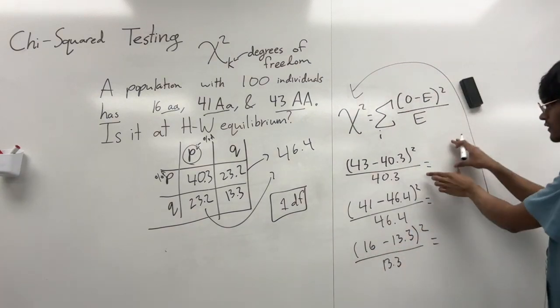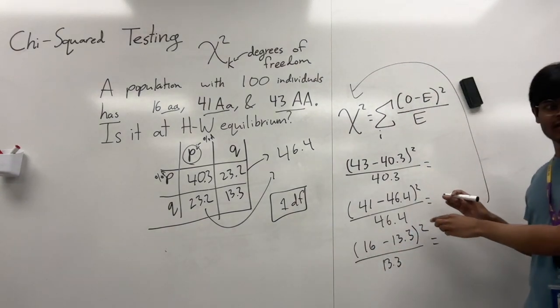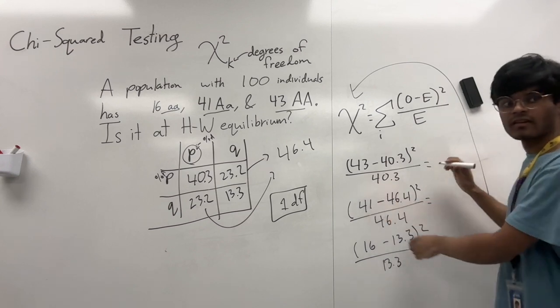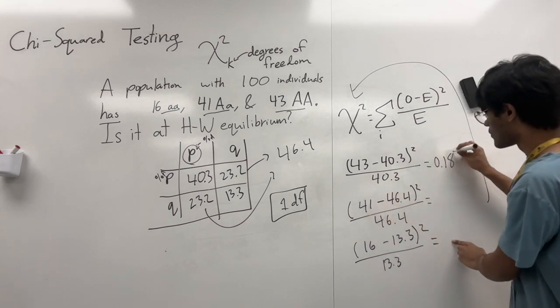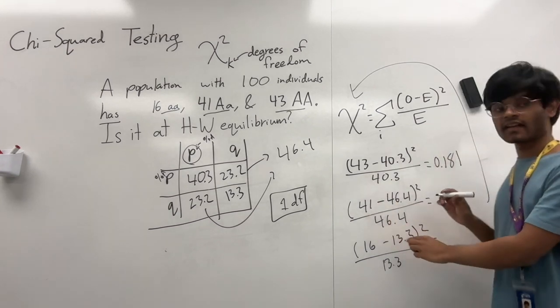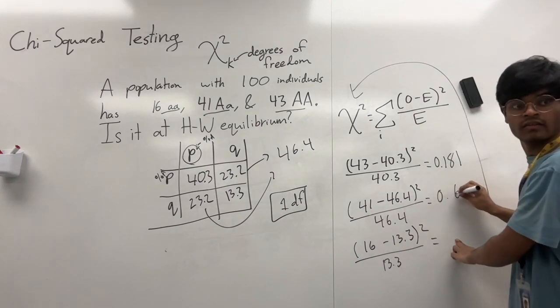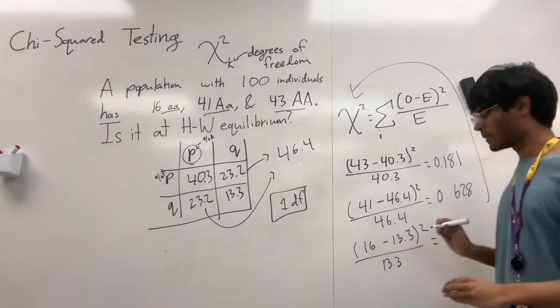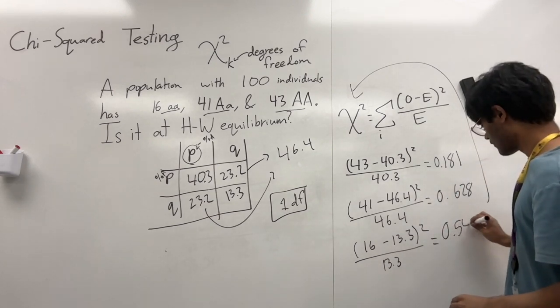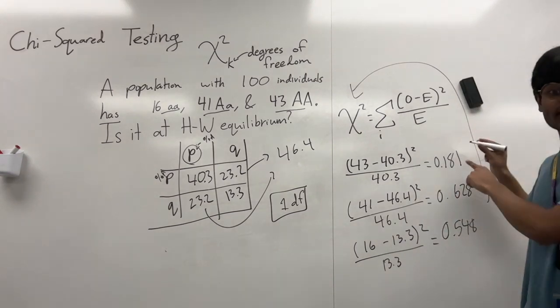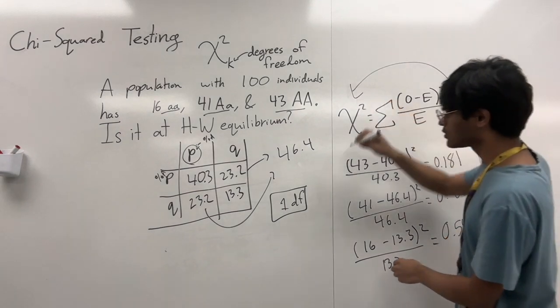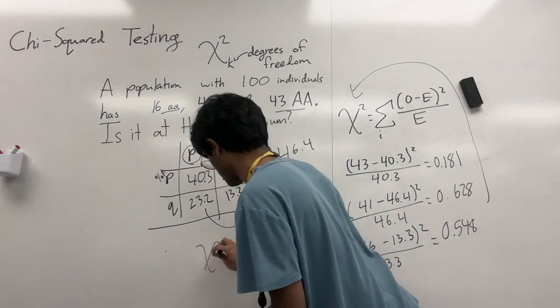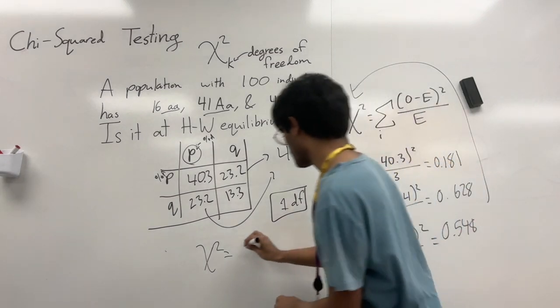So, going back to our chi-square calculations. For the first anomaly, we get about 0.181. The second, we get about 0.628. And for the last, we get about 0.548. Now, adding all three of these together, we get a total chi-square of 1.357.